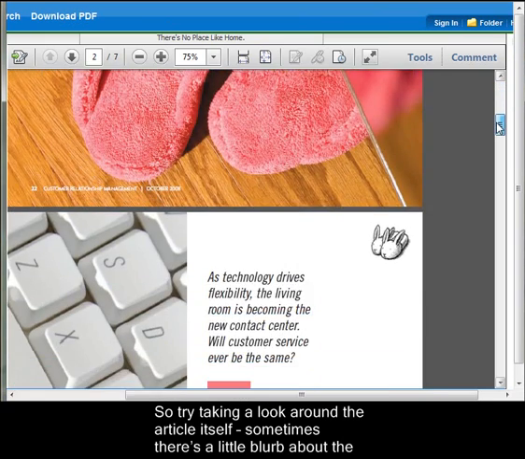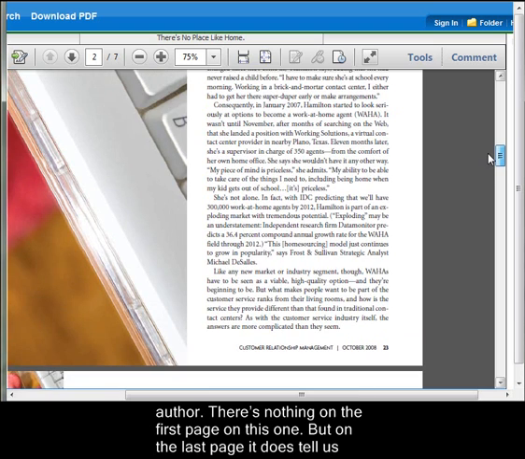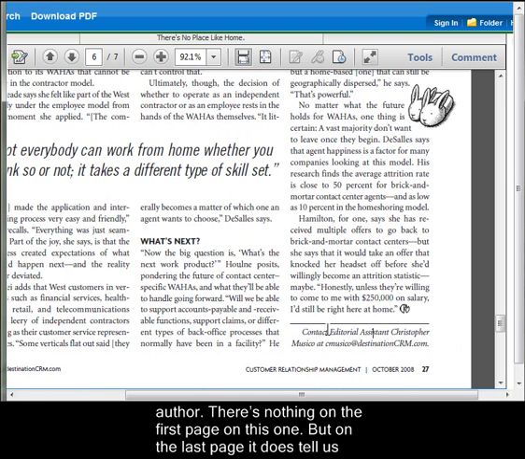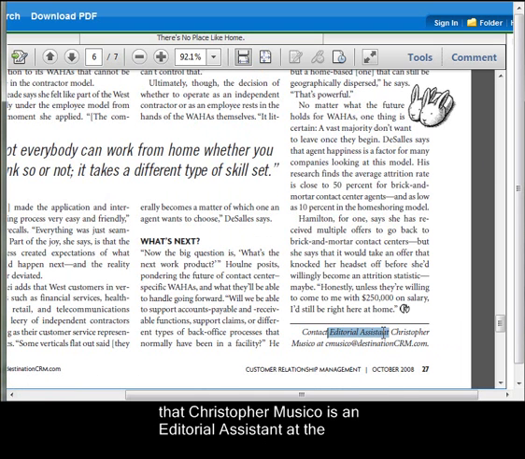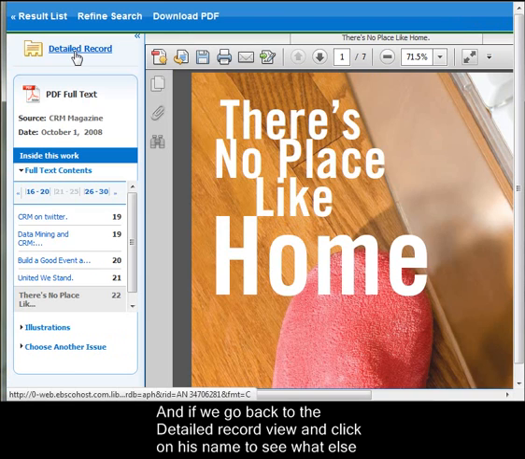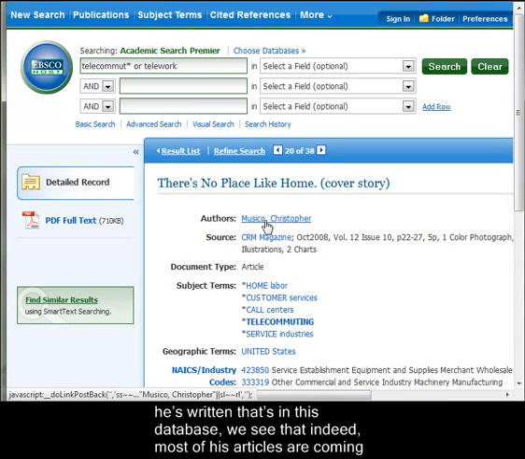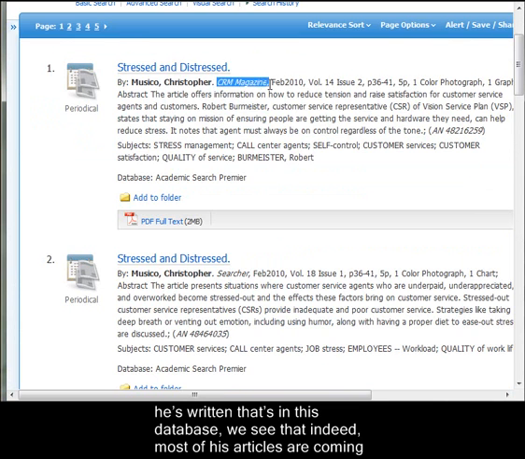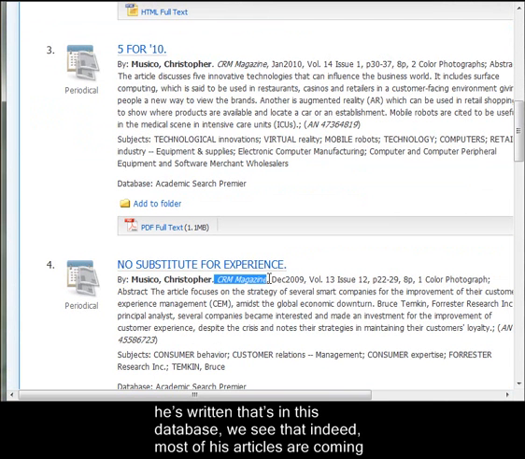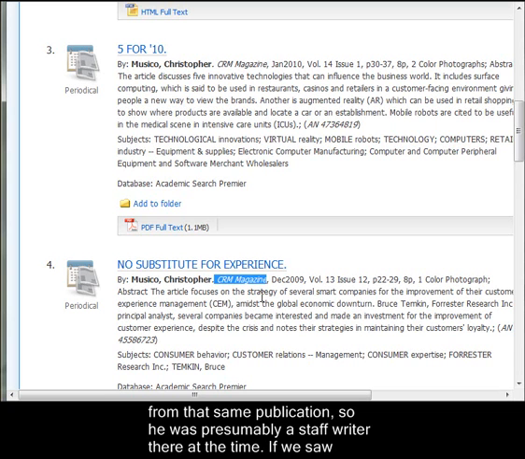Sometimes there's a little blurb about the author. There's nothing on the first page on this one, but on the last page it does tell us that Christopher Musico is an editorial assistant at the publication, which is called CRM. And if we go back to the detailed record view and click on his name to see what else he's written that's in this database, we see that indeed most of his articles are coming from that same publication. So he was presumably a staff writer there at the time.